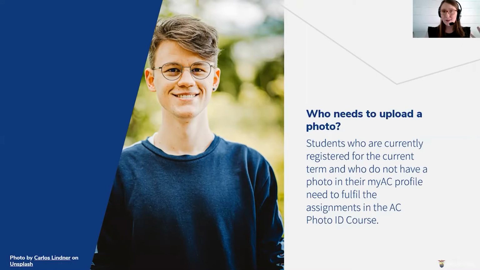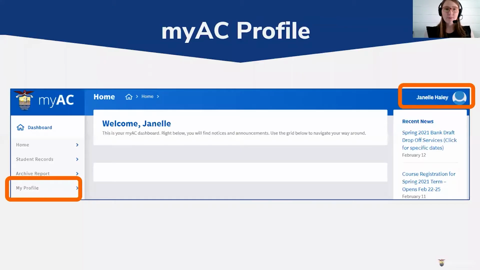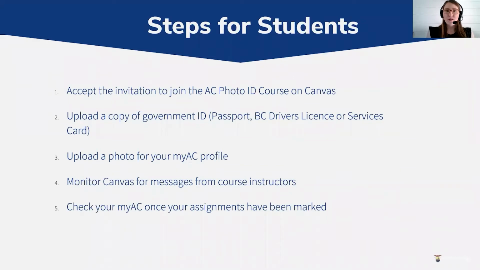Then this applies to you and you need to upload the images in our Canvas course, the AC Photo ID course. So to check to see if you have a photo in your myAC, you'll log on to your myAC profile, and on the left-hand menu, you'll see My Profile, and that will show a square. And if you have a photo, you should see it, and if you don't, it should just be like an empty box. So if you do not have a photo, please listen to the rest of this video and follow the steps. The steps are as follows.